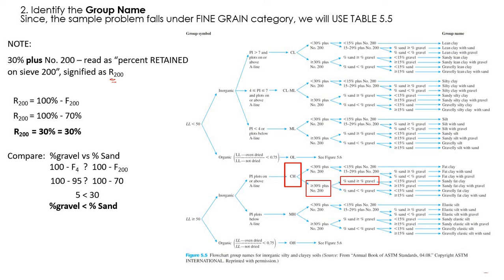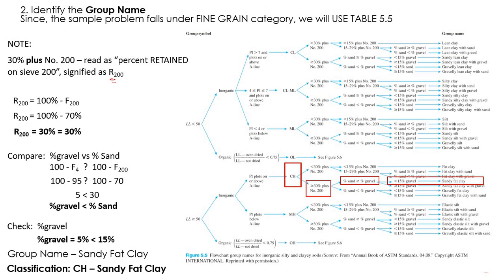Next is we have to check if our gravel is less than 15 or greater than 15. So our percent gravel is 5 and that is less than 15. Therefore, our category is sandy fat clay. Our group name is sandy fat clay. So the soil is classified as CH, sandy fat clay. That's now our answer.